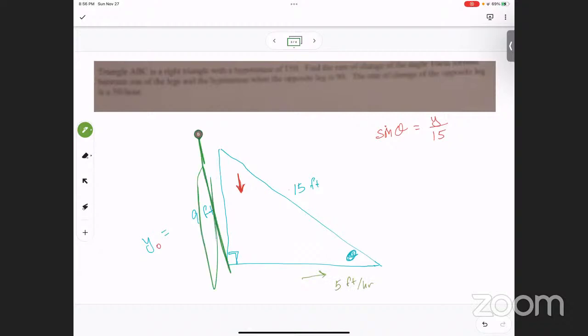So then this is going to be over time, this is going to be d theta over dt, which is what they're looking for. Like dr over dt, and that would equal 5 over 1. D theta over dt. So this is dx over dt.